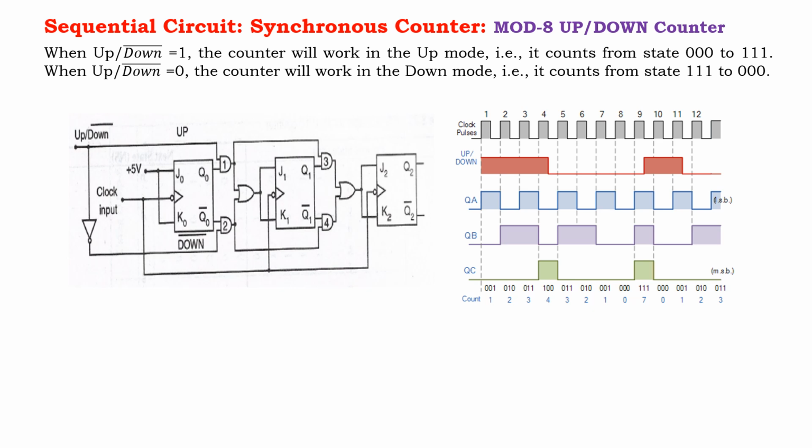And this is the output waveform of a counter. I here describe the only up down, then we will clearly understand what is the up and what is the down. Now if this is the up, that means M is 1.